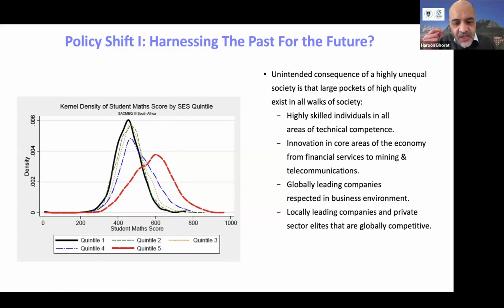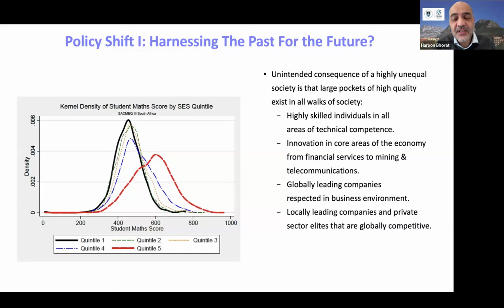What it means, and just conceptually, if you think about it, a high inequality society by definition means that there's a layer of individuals and households in that society that are highly educated, that have a lot of knowledge, that have a lot of capital, of course, but that's the obvious one, but they have high skills. It's the kind of society where innovation can happen and does happen regularly in the South African economy.